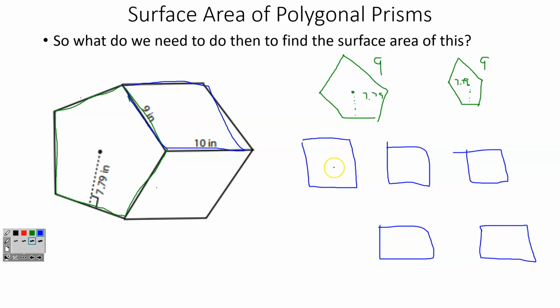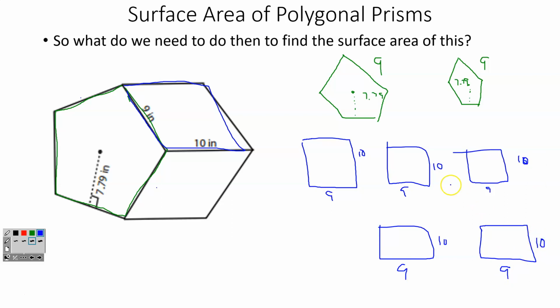Okay, to find the area of a rectangle, it's just length times width. So that's going to be 9, which is that, times 10. That's going to be that for all of them. So 9 and 10, 9 and 10, 9 and 10. By the way, that's supposed to be a 0. There we go. 9 and 10.